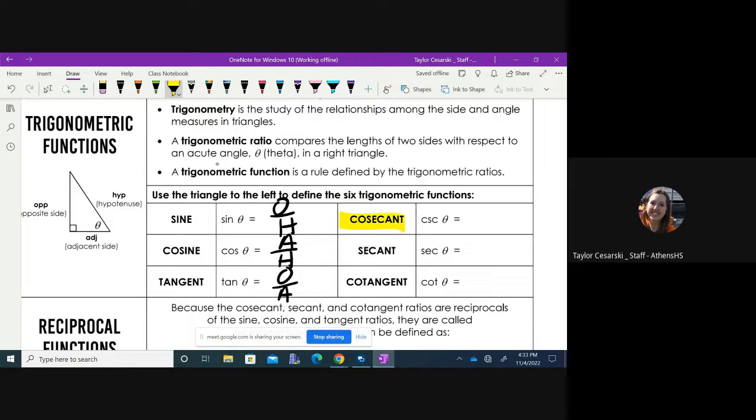Cosecant is the reciprocal of sine, meaning it's hypotenuse over opposite. And I remember that with the C goes with the S and the C goes with the S. So they're kind of opposites. Cosine goes with secant. So hypotenuse over adjacent, it's that reciprocal. And then cotangent is the reciprocal of tangent. So adjacent over opposite.